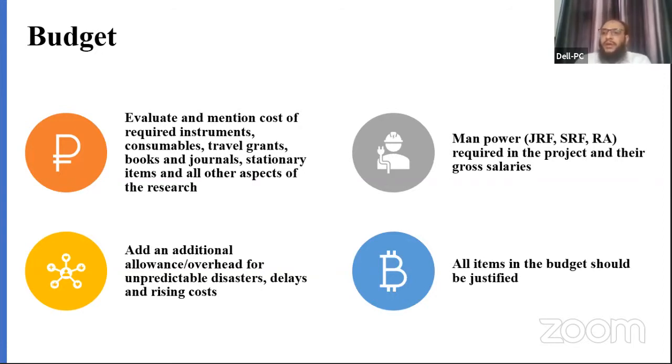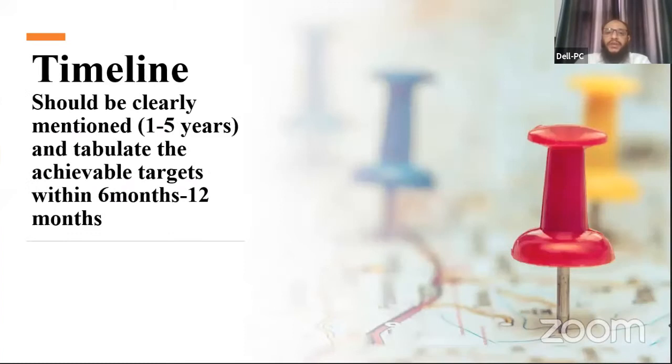Then manpower: if there is involvement of manpower in your proposal, then you have to clearly mention how many manpower you are involving and what their gross salaries are. You have to put this in your budget section, and all the budget should be well justified from top to bottom. You should also clearly state the timeline in tabulated form, whether in 1 year or 6 months, and how many objectives you are going to achieve. You should have a breakup of the timeline in the form of tabulated data.